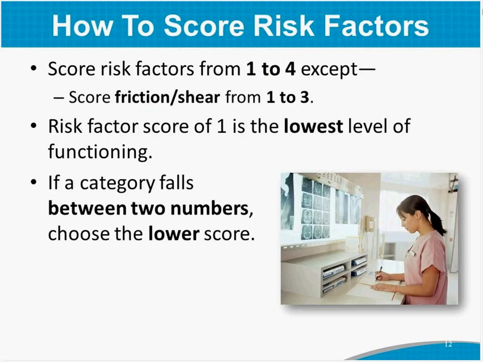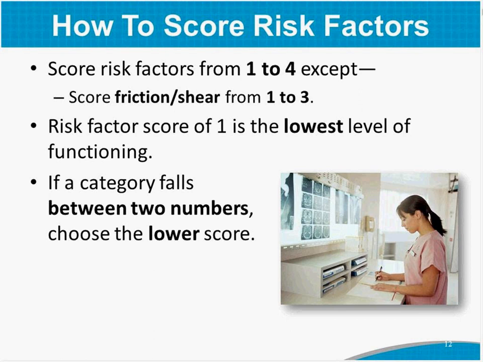How do you score these risk factors? Well, they are scored from 1 to 4. So sensory perception, moisture, activity, and nutrition are all scored from 1 to 4, where 1 is the lowest level of functioning and 4 is the highest level of functioning. The last subscale, which is friction and shear, only has 3 options. So you only have 1, 2, or 3. Remember, the number 1 is the lowest score.